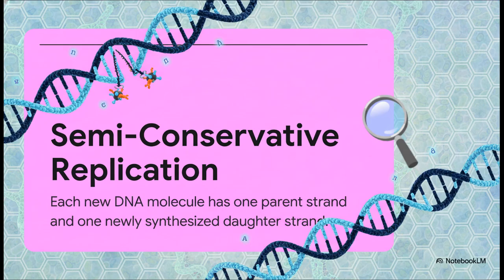See, when we go from one DNA molecule to two, we don't just build a brand new double helix from scratch. Instead, the two original parent strands unzip, and each one serves as a template. The end result? Two new DNA molecules, but each one contains one original parent strand and one newly synthesized daughter strand. It's like the old saying goes, a little bit of old, a little bit of new.